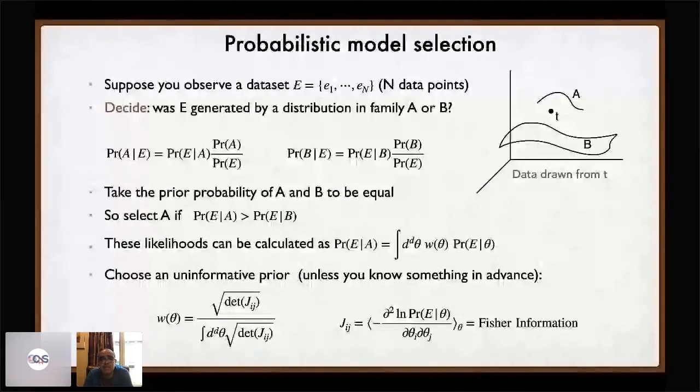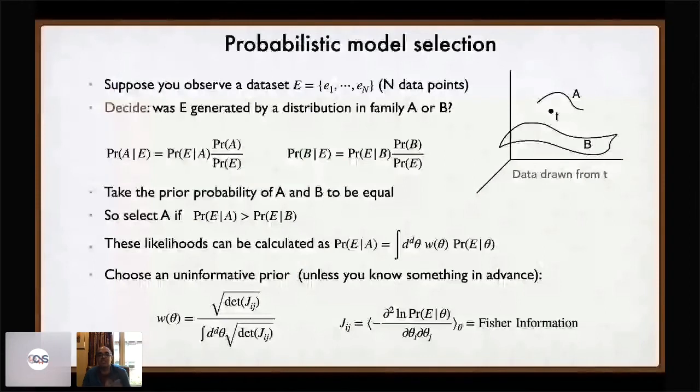The way you go about doing that is, well, of course, suppose I'm talking about the model family A. There are many models in A. Each model is parameterized by a different choice of parameters, here called theta. Let's suppose there are D parameters. The Bayesian approach here is to take a prior probability over the parameters, W of theta, and integrate over the parameter space: the prior probability of the parameters times the probability that the data was generated by the particular model with parameters theta. So you do this integral, and that tells you the probability that the model family A generated the data that was in fact generated from some other distribution, T.